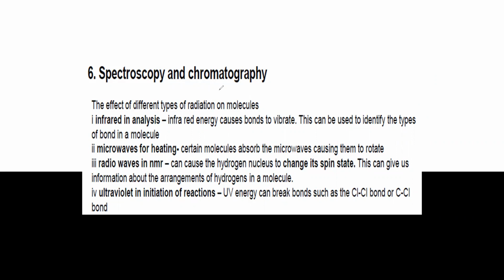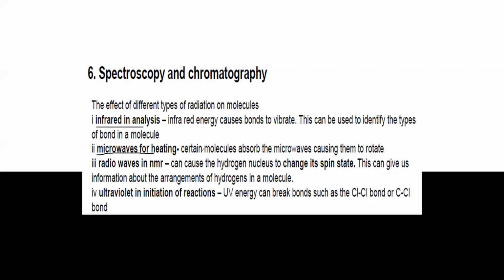Now, spectroscopy is where we use electromagnetic radiations such as infrared, microwaves, or radio waves. In infrared spectroscopy, we use infrared radiation that causes bond stretching or vibration within the molecule. Using this, we can identify the type of bond present within the structure. Using microwaves, we can cause bond breaking.